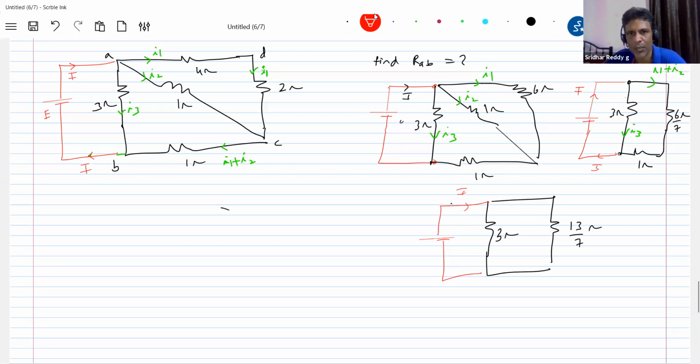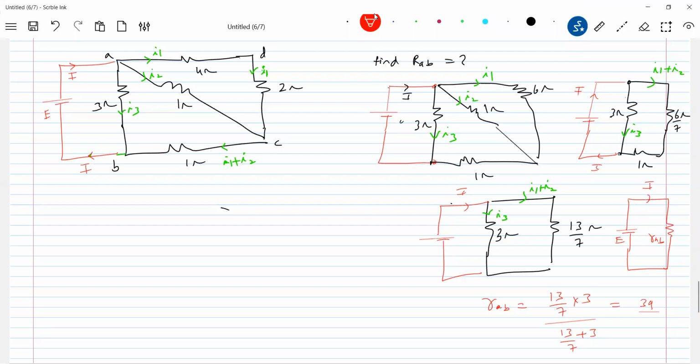How are these two parallel? Because the current will branch out, no? If you take this current, it is branching, so they're parallel. So the effective resistance RAB should be equal to, I'll write one more circuit. What is RAB? You can write it now. RAB should be equal to 13 by 7 into 3 over 13 by 7 plus 3. Anybody have the value? 39 by 34. This should be the effective resistance as seen across AB.